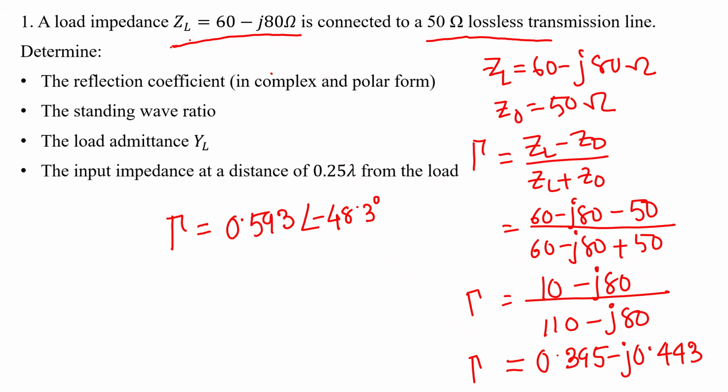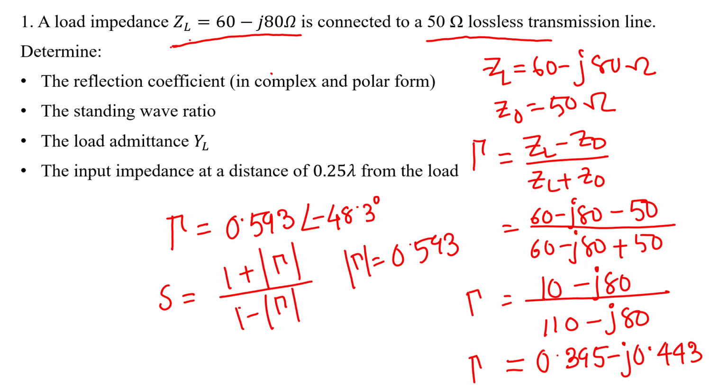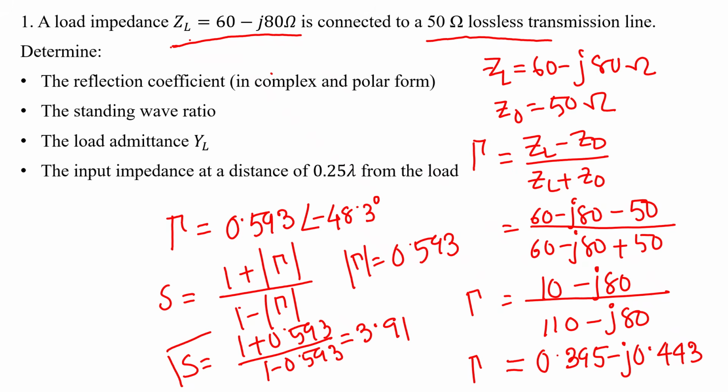Now next is standing wave ratio. The formula for standing wave ratio is S equals 1 plus mod gamma divided by 1 minus mod gamma. Now what is mod gamma? Mod gamma is equal to 0.593. So I can replace these values. S will be 1 plus 0.593 divided by 1 minus 0.593. So ultimately we will get S as 3.91. So this will be my value of S.